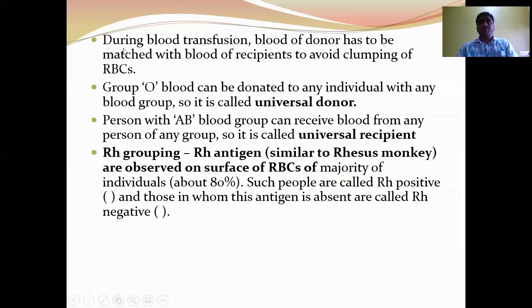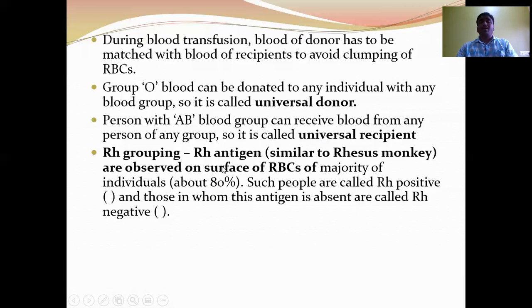Next, during blood transfusion, the blood of the donor has to be matched with the blood of the recipient to avoid the clumping of RBC. Just now we have discussed, O blood group can be donated to any individual with any blood group, so it is called the universal donor because there are no antigens on the surface of RBC. And an AB blood group person can receive blood from any person of any group because of the absence of antibodies in the plasma, hence it is called the universal recipient.